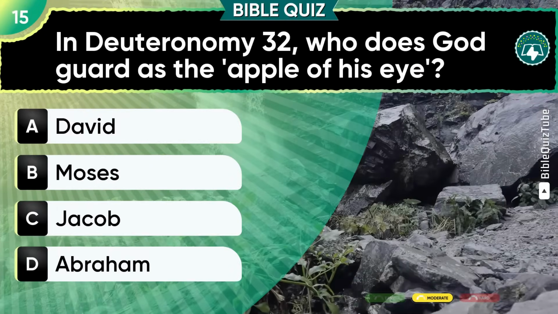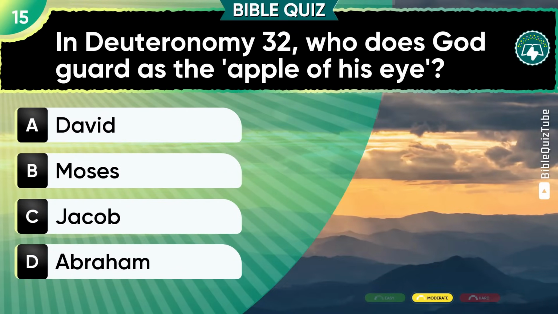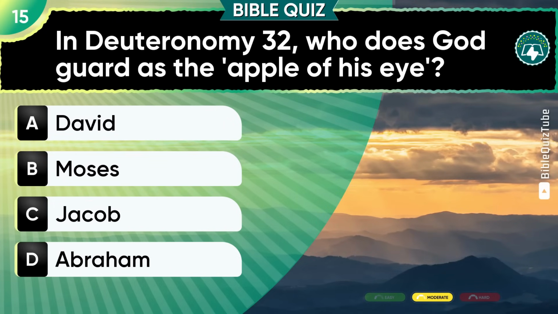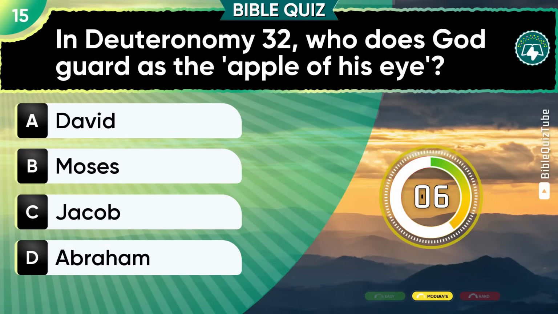Question 15. In Deuteronomy chapter 32, who does God guard as the apple of His eye? A. David. B. Moses. C. Jacob. D. Abraham.